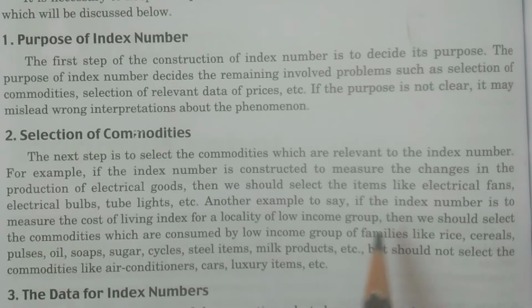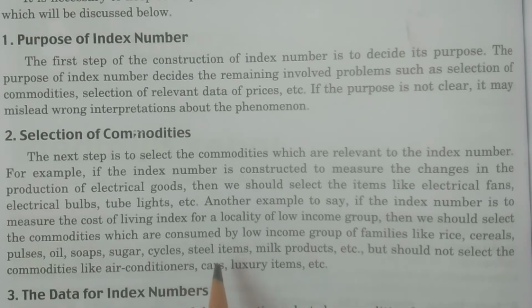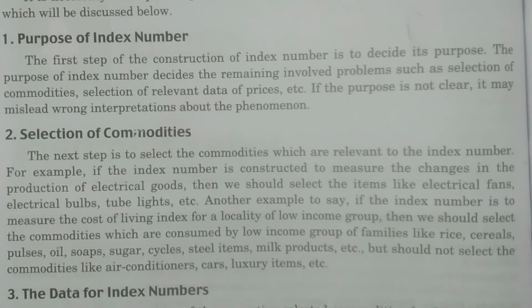One more example, if the index number is to measure the cost of living of a particular locality of low income group, then we have to select the commodities which are consumed by low income group people, like rice, cereals, pulses, oil, soaps, sugar, cycle, steel items, milk products, etc. But we should not consider items like air conditioners, cars, luxury items, etc., because we are intended to construct the cost of living index number for low income group people.